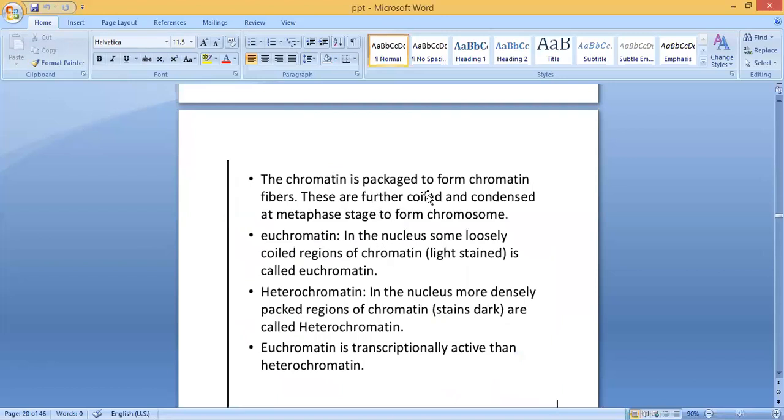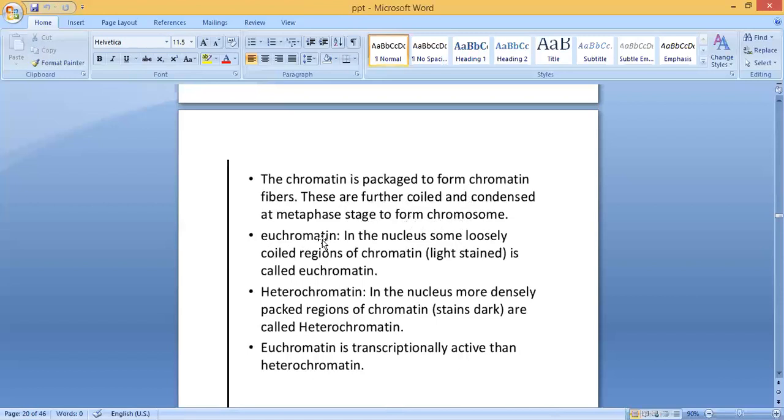The chromatin is packaged to form chromatin fibers. So many chromatins together form chromatin fibers. These are further coiled and condensed at metaphase stage to form chromosome. So first nucleosomes together form chromatin. Chromatins join to form chromatin fibers. Chromatin fibers coil to form what? Coil to form chromosomes. Clear? These chromatin fibers are coiled and condensed at metaphase stage to form chromosomes.